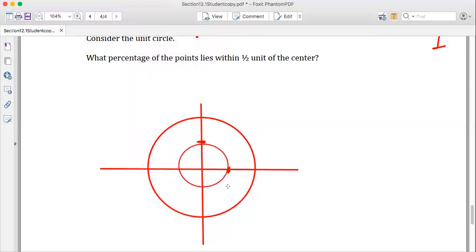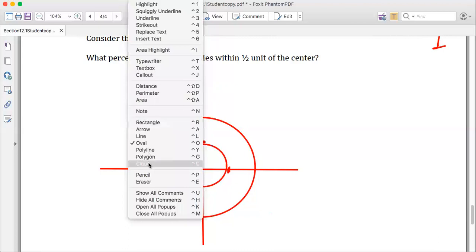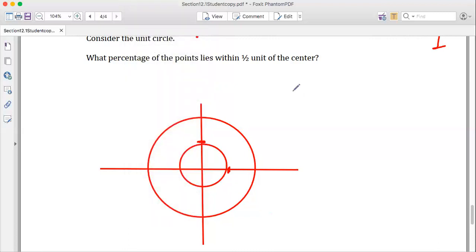That's about as good as I think I'm going to be able to get it. There's my circle of radius 1/2, right? So here we'd say it's 1/2 unit from the center. And I want to know how many points lie inside that middle circle, relative to the outer circle, is the idea. And I'd like to know what your first impressions are coming in.